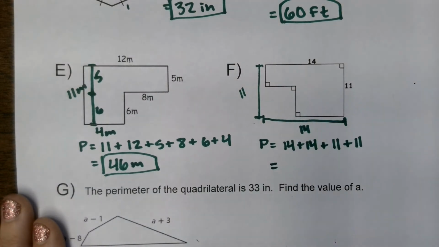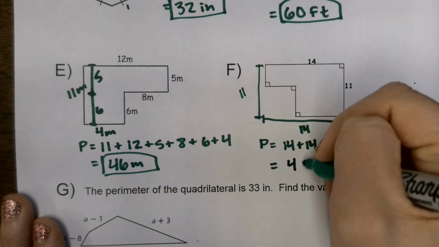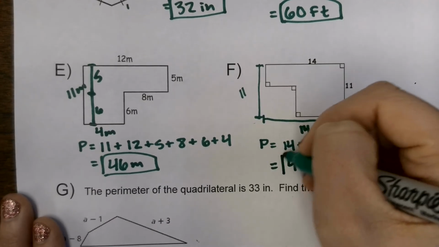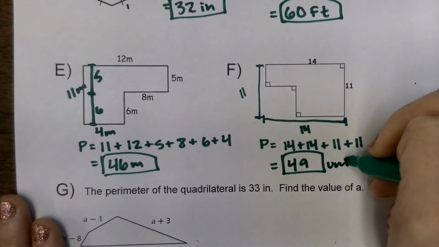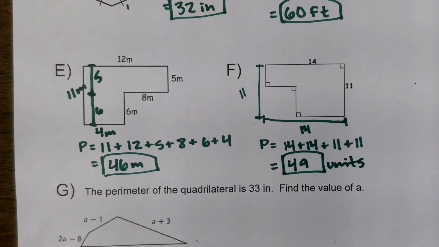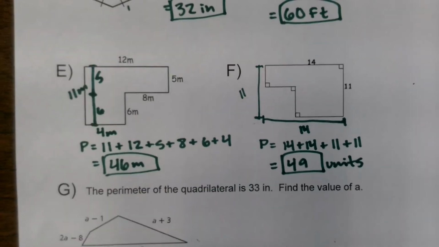Okay, so we've got, oh, I don't know why I'm typing this in. I could do that in my head. 49. And we didn't have units on this time. So just 49. If you want to put units next to it, just say units. That's fine. Especially when we get to area, we will say units squared, whether we have units there or not.